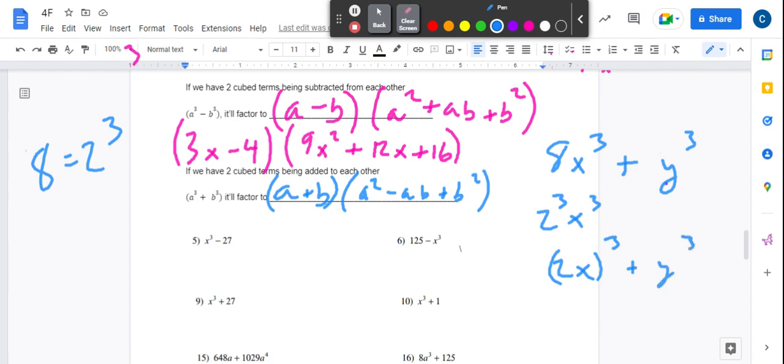And we're adding y cubed to that. Okay. So our a term is 2x, our b term is y. So on the outside here, we'll have 2x plus y for our a plus b. And we'll times it by a squared, so 2x squared, which is 4x squared, minus ab, so minus 2xy, plus b squared, so plus y squared. And there we go. Sum of cubes, excuse me.